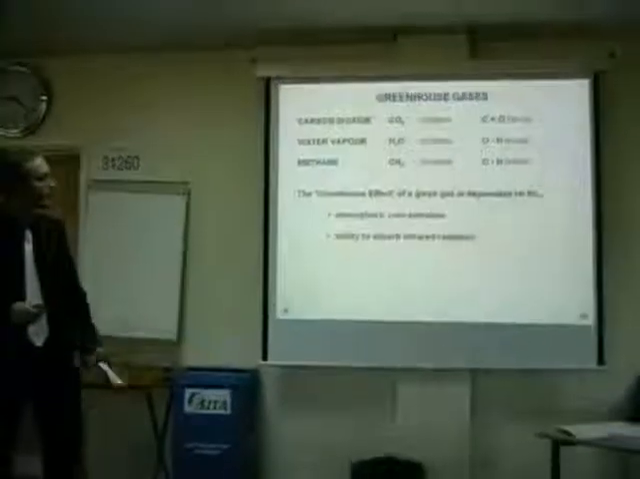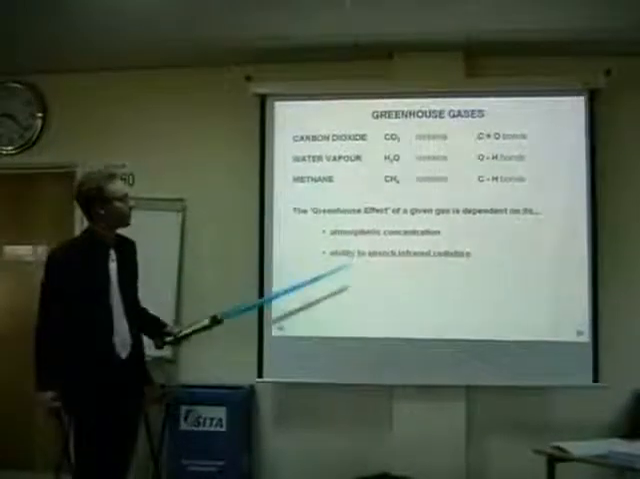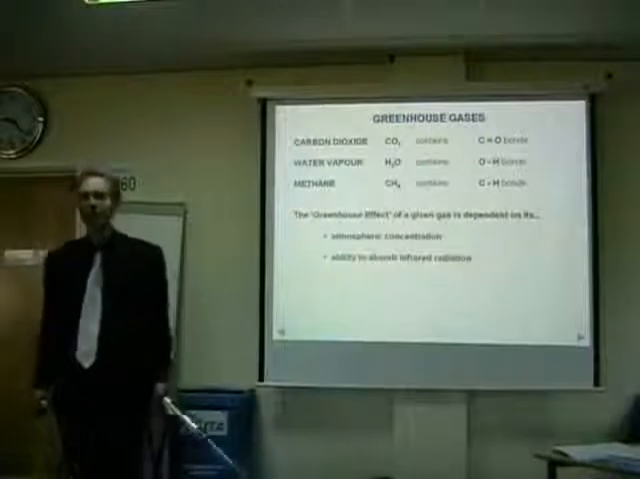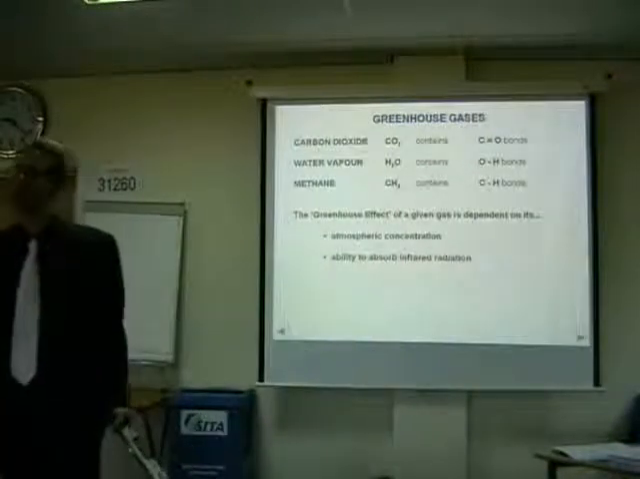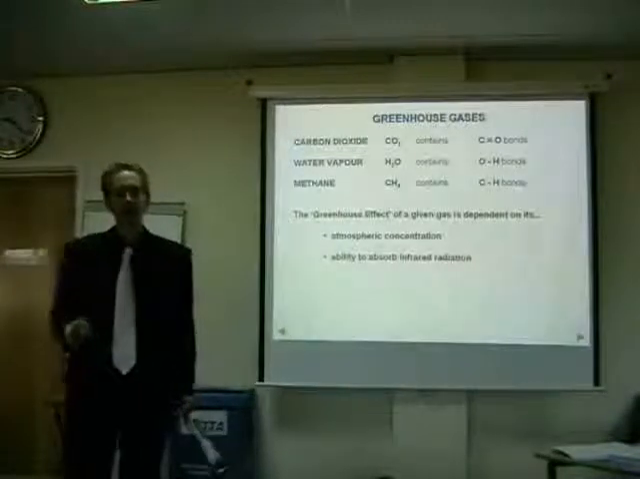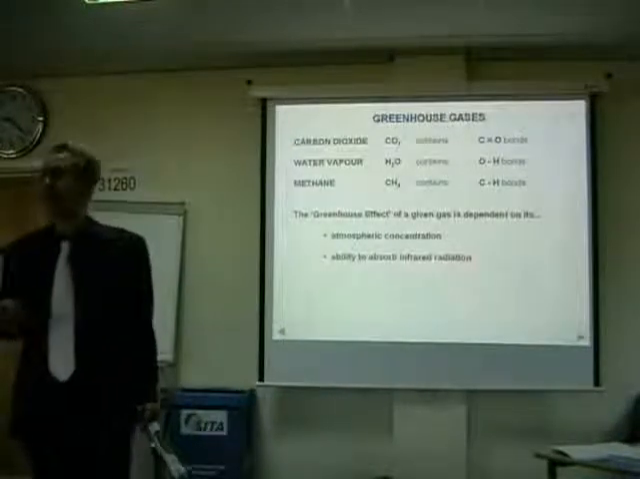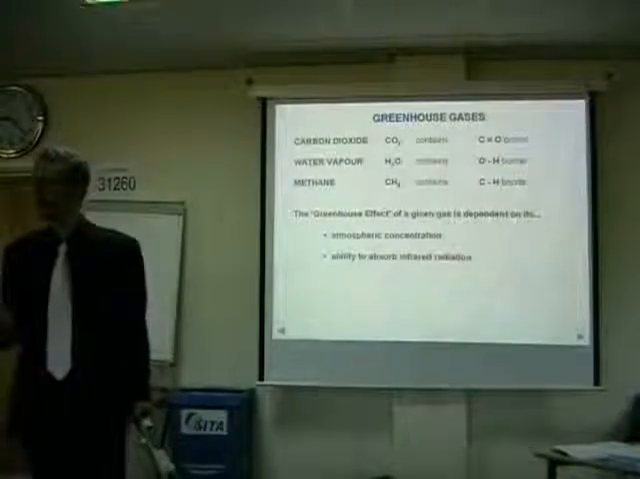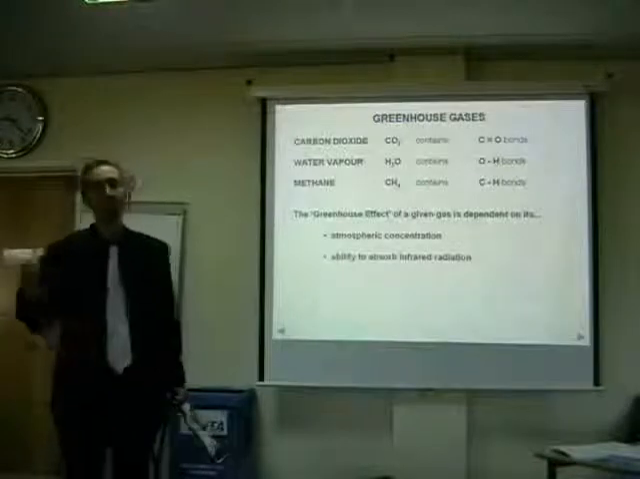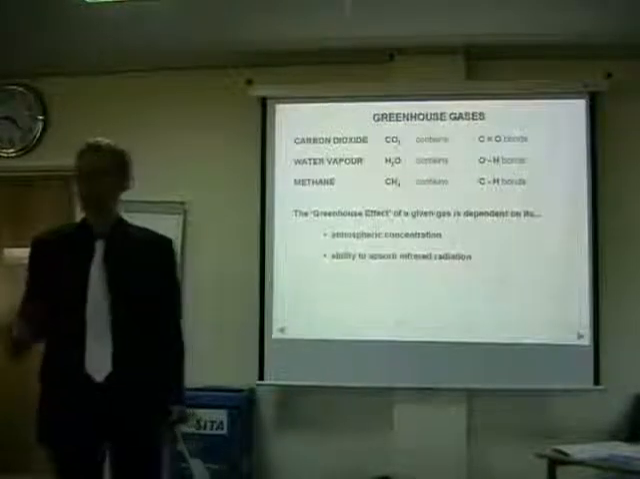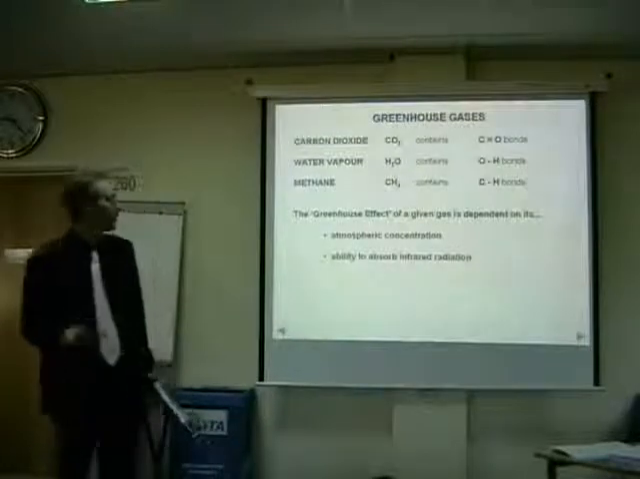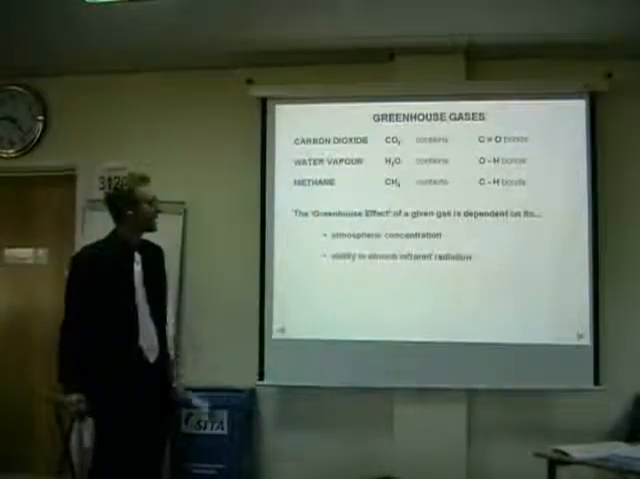Greenhouse gases, first of all. For a molecule to be a greenhouse gas, it has to have at least 3 atoms. Okay? Carbon monoxide is not a greenhouse gas because it's only got 2 atoms. Nitrogen is not a greenhouse gas because it's only got 2 atoms. But anything with 3 or above can start absorbing infrared light, in particular frequencies. So these 3 are all greenhouse gases.